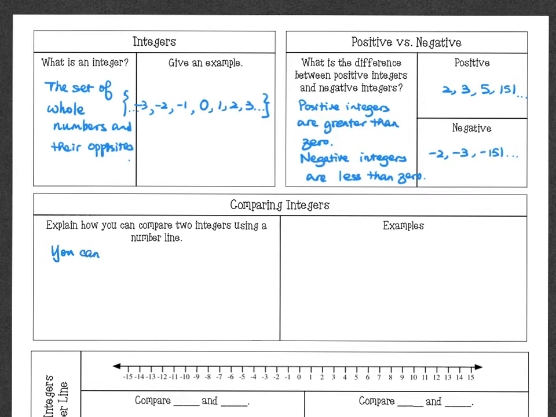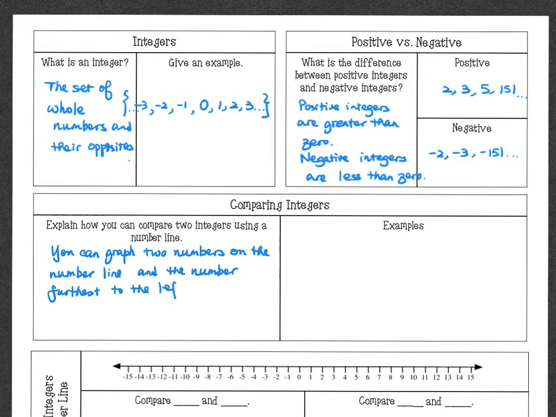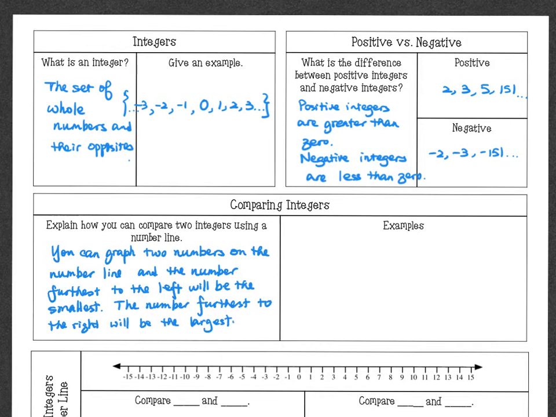You can graph two numbers on the number line, and the number furthest to the left will be the smallest. The number furthest to the right will be the largest. So what do we mean by that?